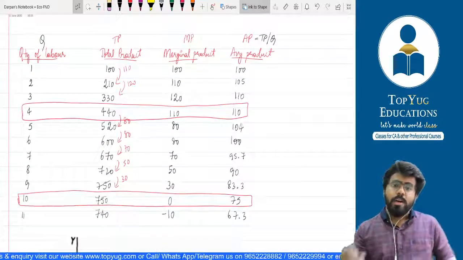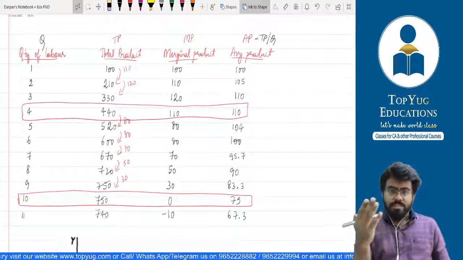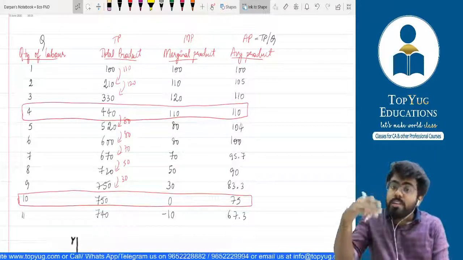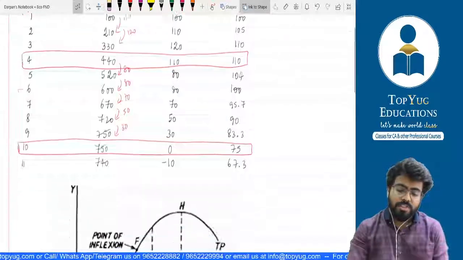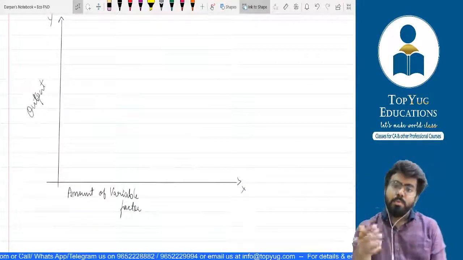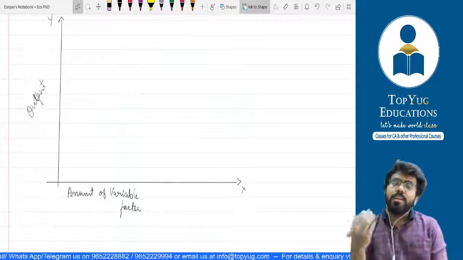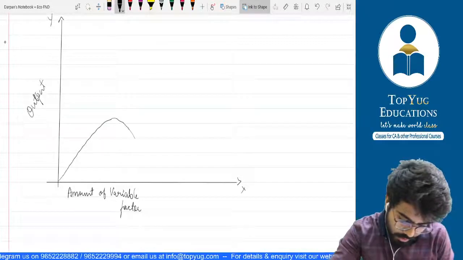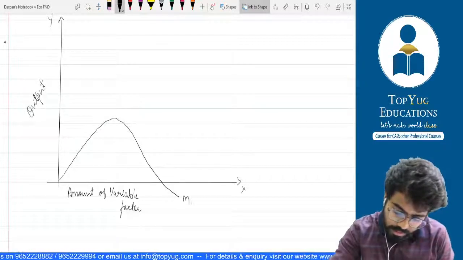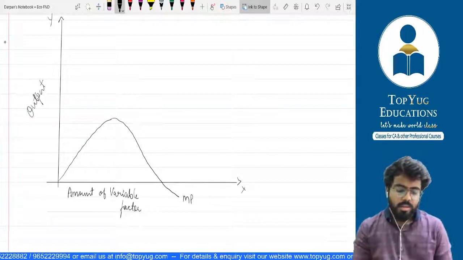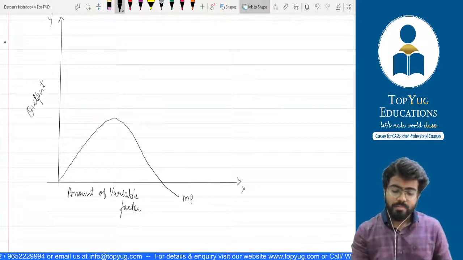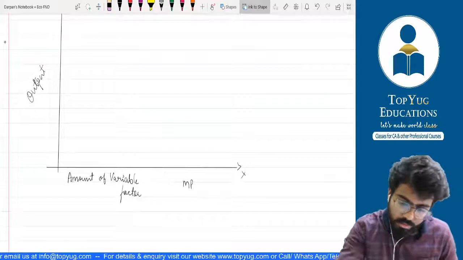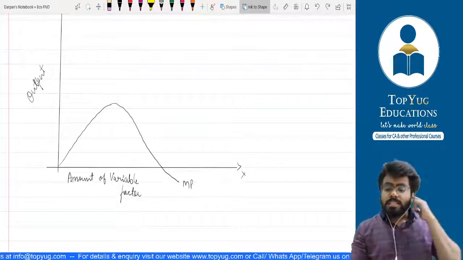What was happening to marginal product? Marginal product is increasing first, right? It is increasing first, but then it started to decrease and then it touched 0. It turned negative also. So what happened to marginal product? Increased, then reached a maximum point, started to decrease, touched 0, turned negative also. So draw that. It increased, then it started to decrease and it touched the x-axis also. Correct? This is your marginal product. We can make this a little more pointy. Okay? Now let's see average product.